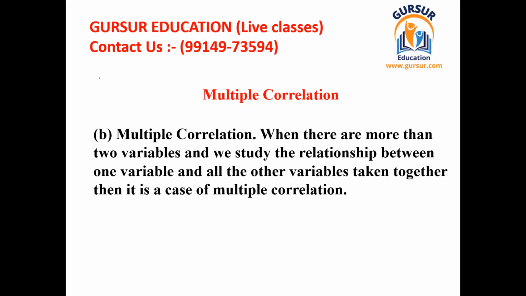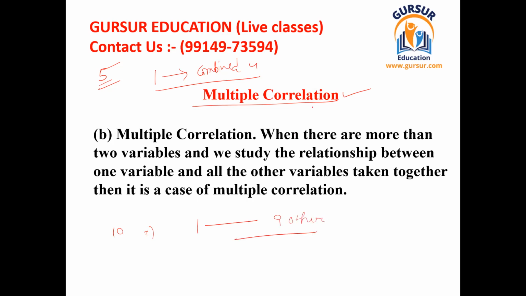Multiple: if there are more than two variables, suppose there are five variables, and we are studying one variable and its relation with the combined four variables, then this kind of correlation is known as multiple correlation. Suppose we have 10 variables, we are studying the behavior of one variable on the basis of the 9 other variables, then this is known as a case of multiple correlation. And this is widely used in research. Simple correlation is not used that widely.